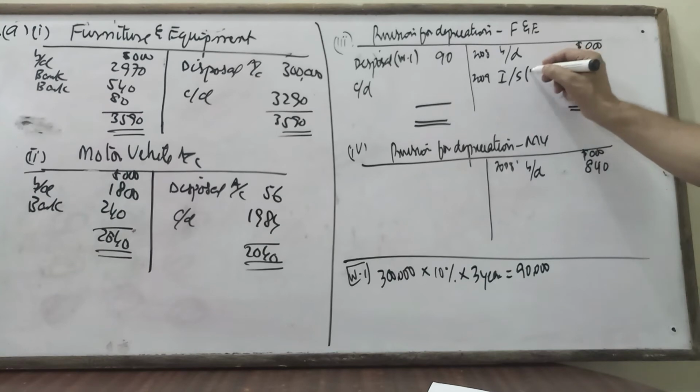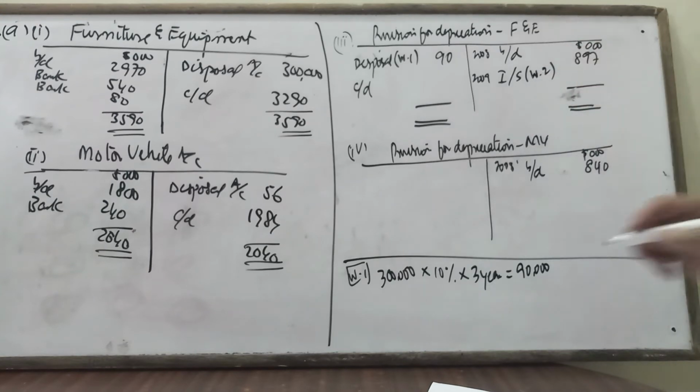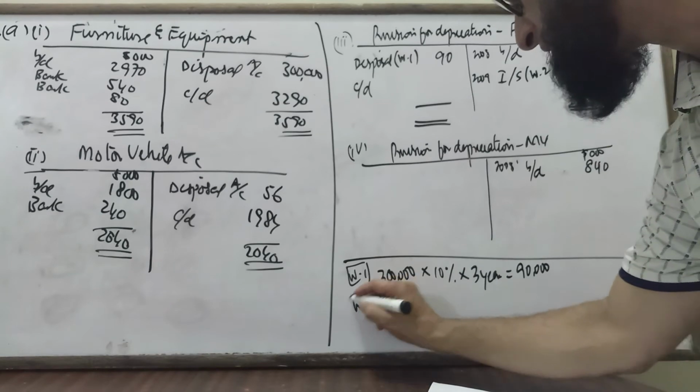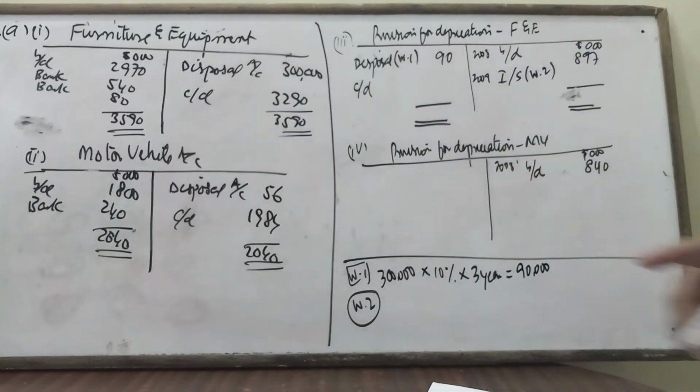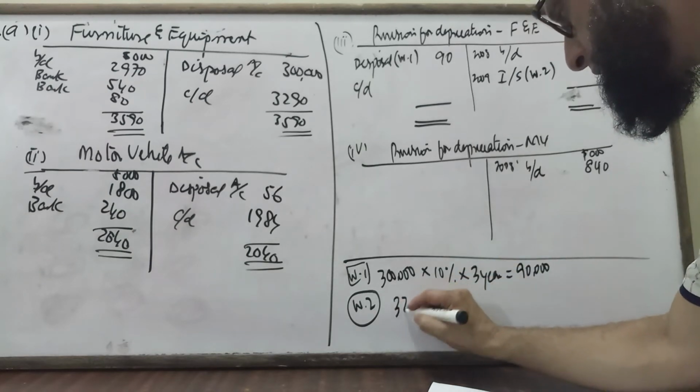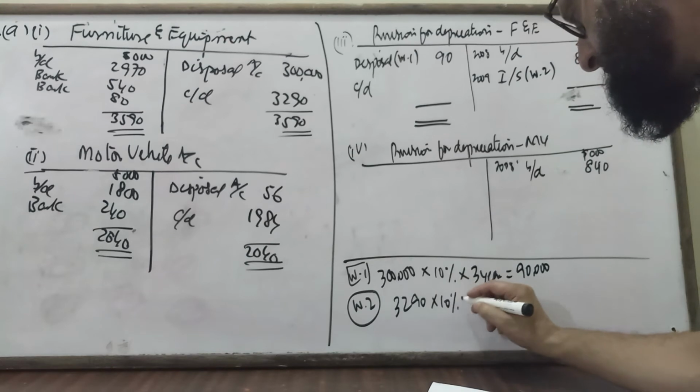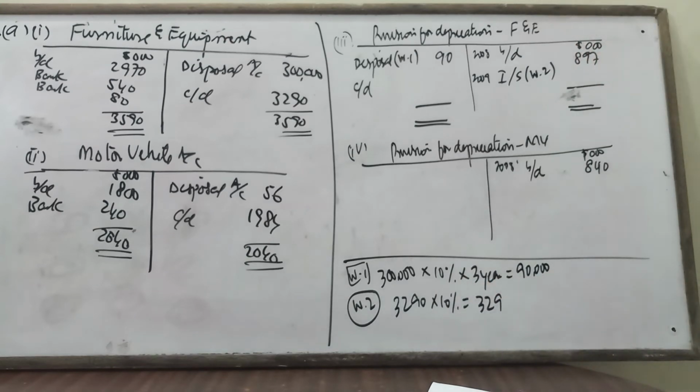And again, the depreciation charge in the income statement. How will you calculate that? Working number two. This depreciation is to be charged on the closing balance of furniture and equipment, which is 3290. So we'll charge depreciation on 3290 multiplied by 10%, 329. This is the depreciation charge on the closing balance of non-current assets still in use. Then add both, 329 plus 897, 1226.